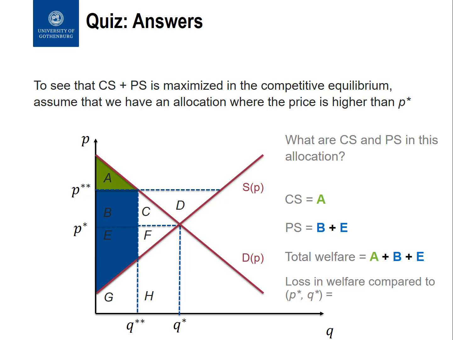But before, at the market price P star, the consumer surplus was A plus B plus C, and the producer surplus was E plus F. So what do we actually lose in welfare compared to before? Well, we lose C plus F. And we often refer to this as the deadweight loss.